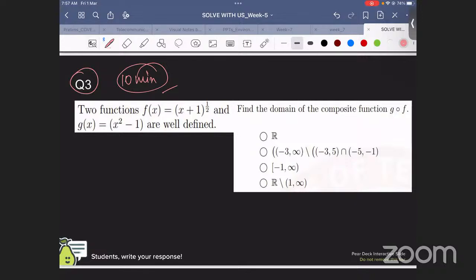So first of all, if you have to calculate the domain of g of f, domain means what? Can somebody explain what you mean by domain? The value of x that the function can take. Okay, so for us the function is g of f, correct? Yes, sir, this is our function.